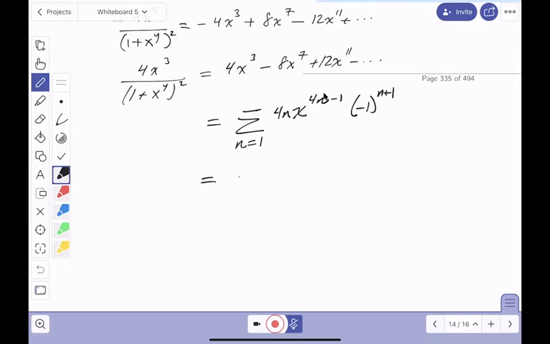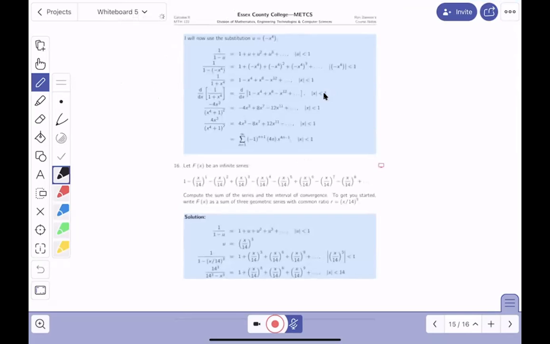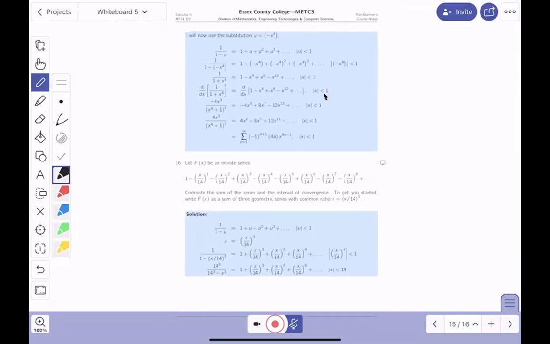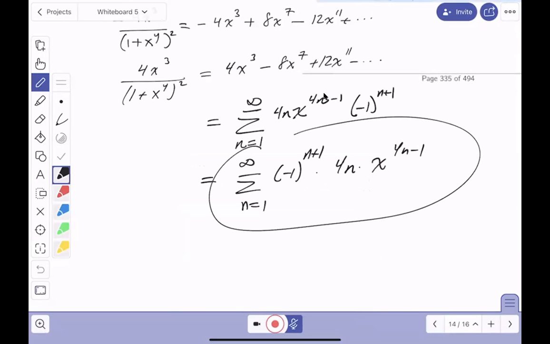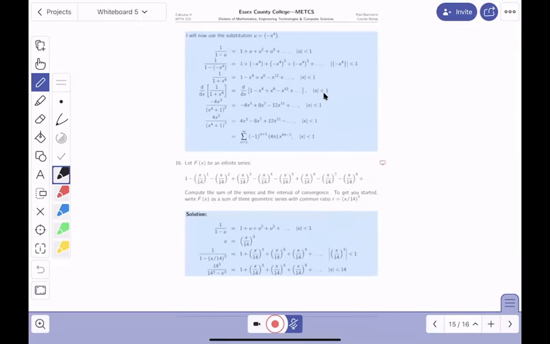I'm going to clean up a little tiny bit. It's going to infinity. N equals 1 to infinity. Minus 1 to the n plus 1 times 4 to 4n times x to the 4n minus 1. All right, let's look at the next page, see if we got that. And again, I have to look at it. Yeah, we got it. All right.